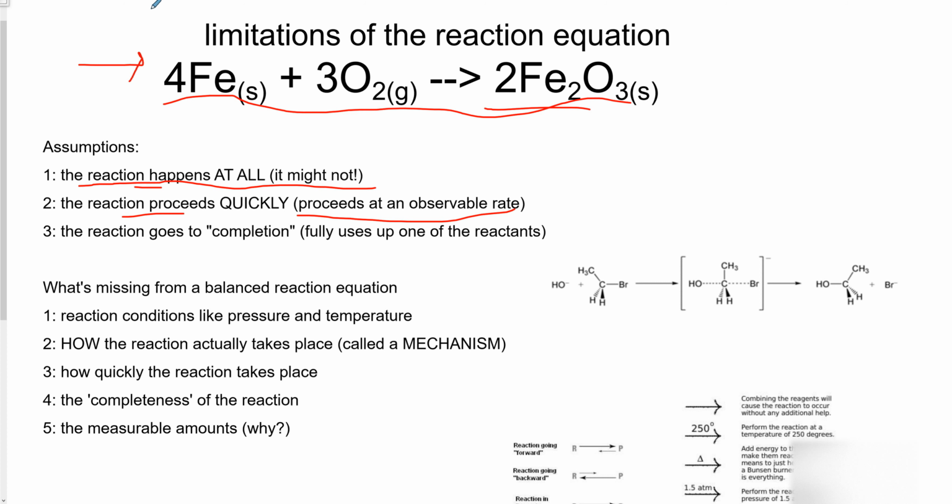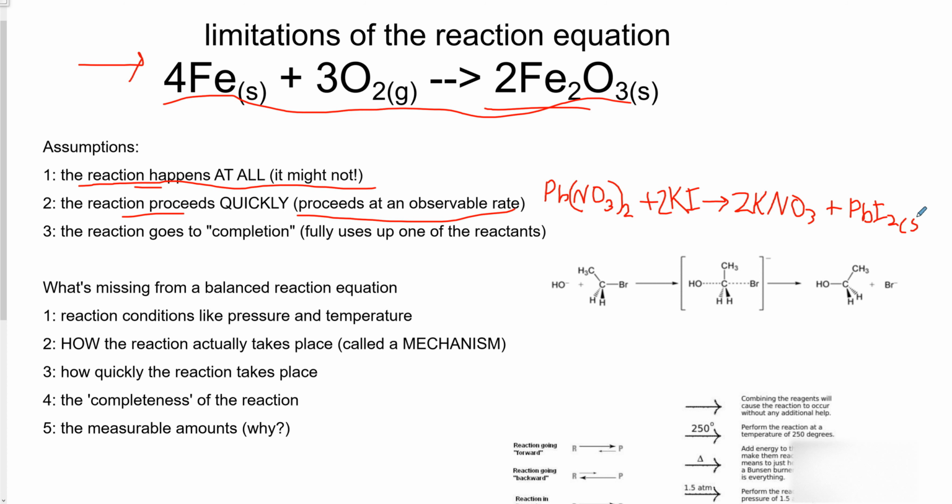So one reaction that we saw a very, very long time ago was this: lead(II) nitrate plus potassium iodide makes two potassium nitrates and a lead(II) iodide.